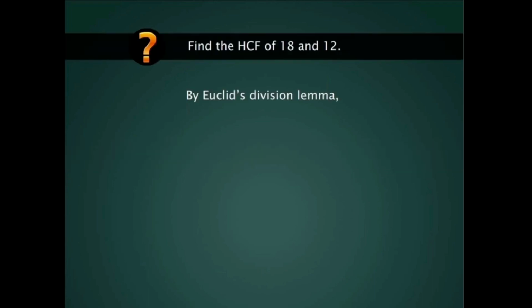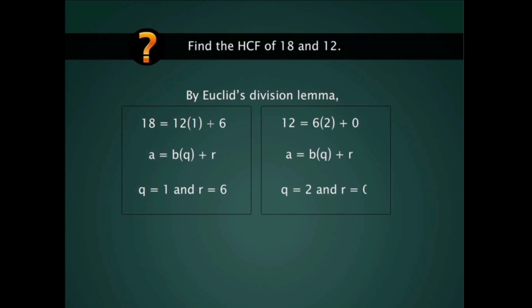First, we use Euclid's division lemma to write 18 as 12 times 1 plus 6. Note that we divide the bigger number by the smaller number. Since the remainder is not 0, taking the divisor and the remainder, we apply Euclid's division lemma one more time. The remainder is 0. We cannot proceed any further, so we halt the process here. The divisor at this stage, that is 6, is the required HCF.